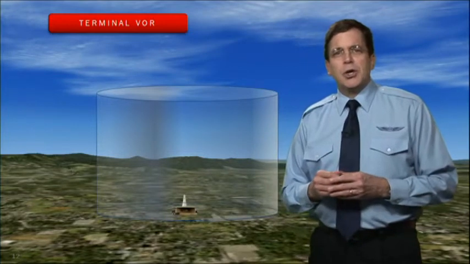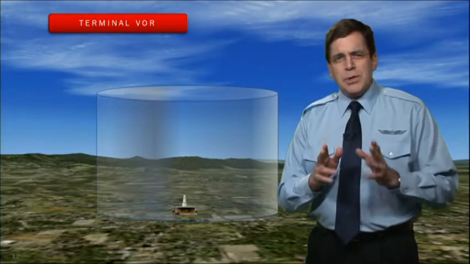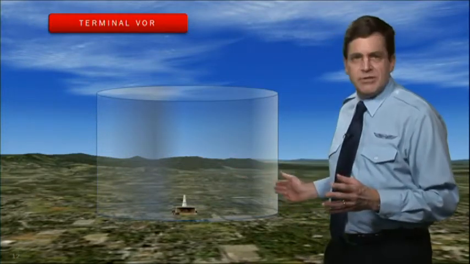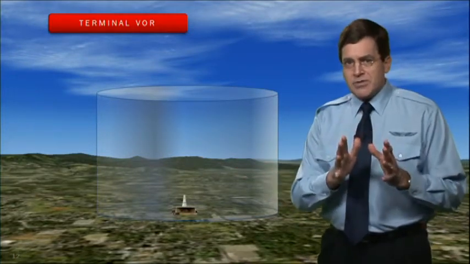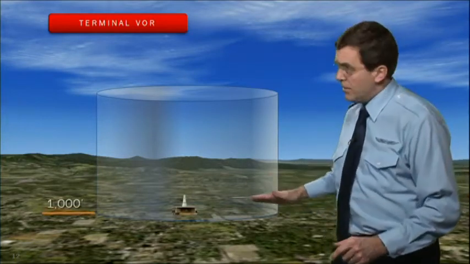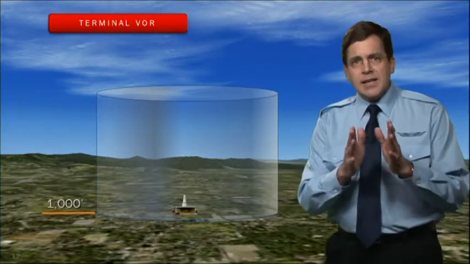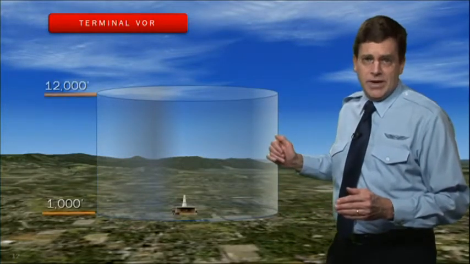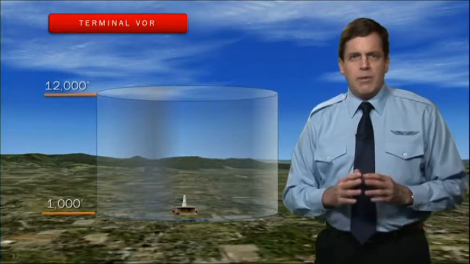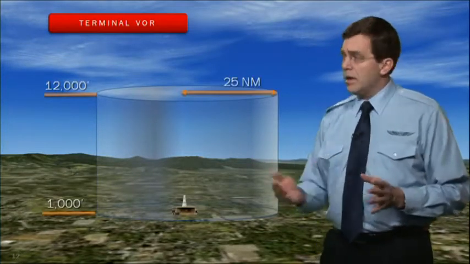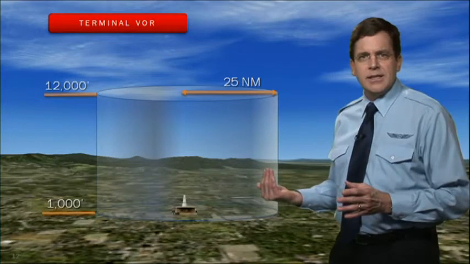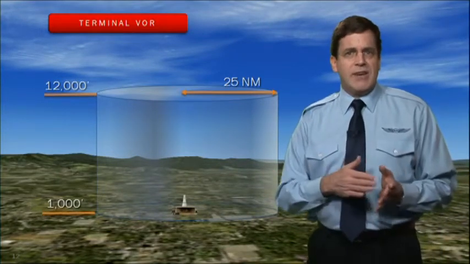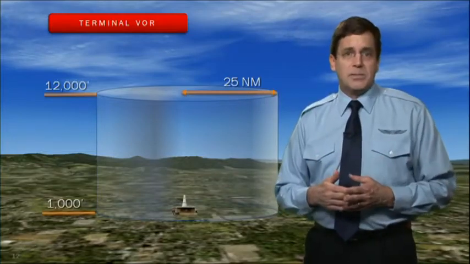Now let's take a look at terminal VORs. The shape of the terminal VOR is similar to the low-level VOR, but it has a smaller service volume. Terminal service VORs start at 1,000 feet, as we've come to expect. The ceiling of this lower-powered VOR is not as high. Its top is 12,000 feet. The terminal VOR radius extends outward 25 nautical miles. This type of VOR is located on airports with high-density traffic navigating to or away from the terminal airspace.